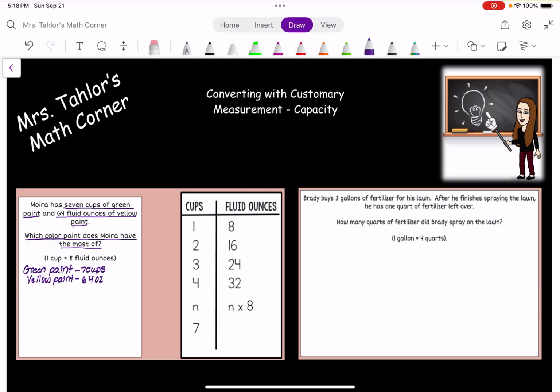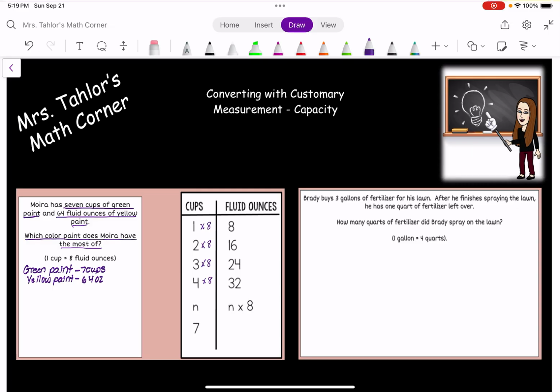All right. So I'm going to go back to my T-chart, and I know that 1 cup of paint is 8 fluid ounces, so 2 cups of paint will be 16 fluid ounces. So 1 times 8 is 8, 2 times 8 is 16, so 3 times 8 is 24, so 3 cups of paint is 24 fluid ounces. 4 cups of paint times 8 is 32 fluid ounces. And I can see a pattern developing where for any n number of cups times 8, that will give me the number of fluid ounces.